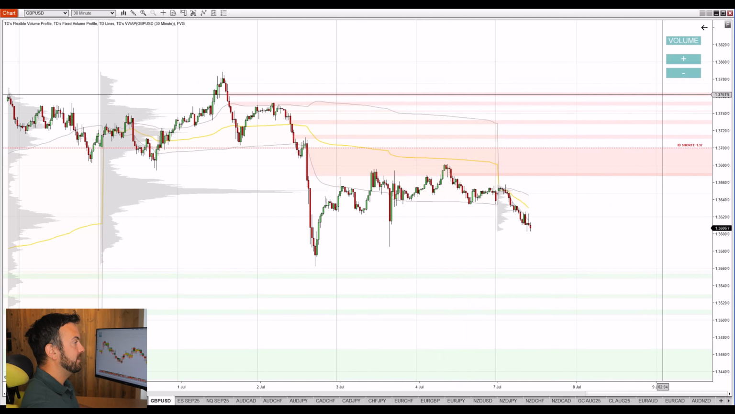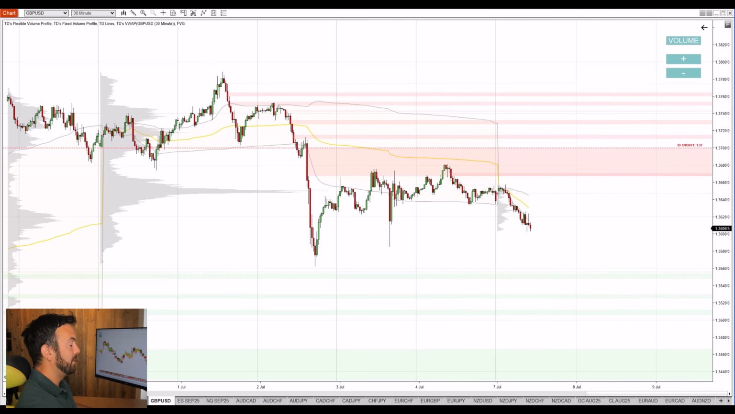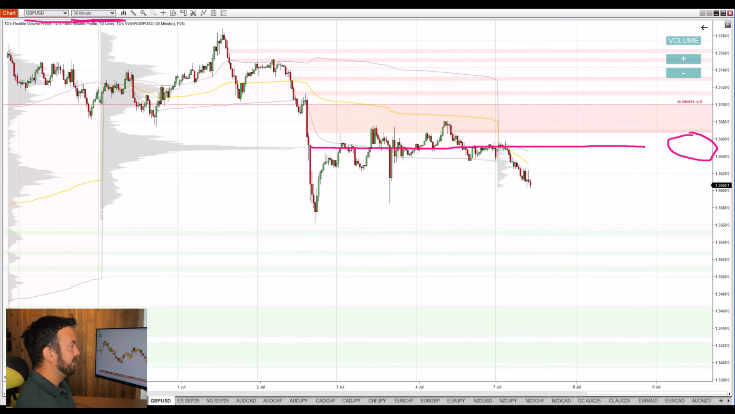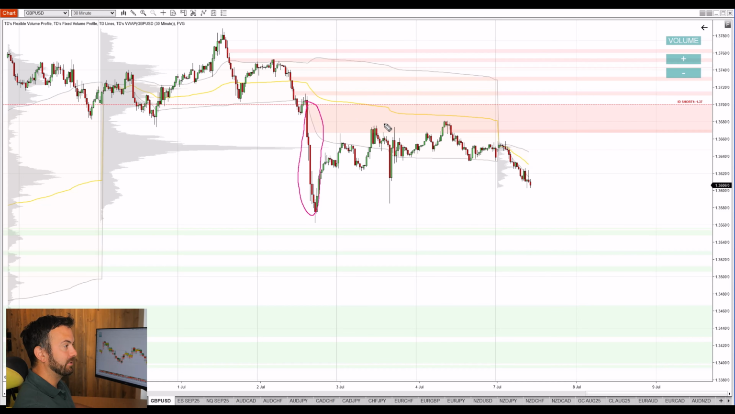What you see before you is the NinjaTrader 8 platform with my custom-made volume profile and VWAP indicators, and the chart is a 30-minute chart of the British pound. Here I want to talk about a resistance level, this one, which is at 1.37. As you can see, this level formed a couple of days ago. It is based on this very strong and aggressive sell-off.